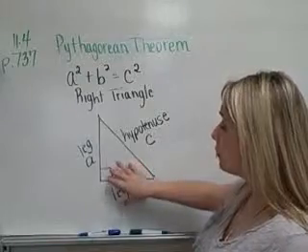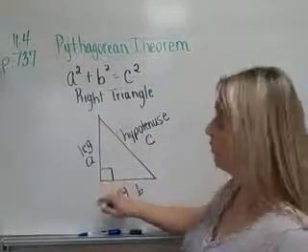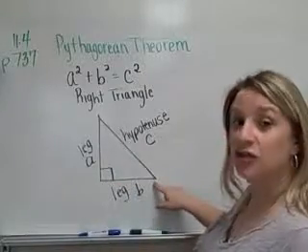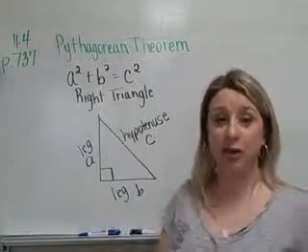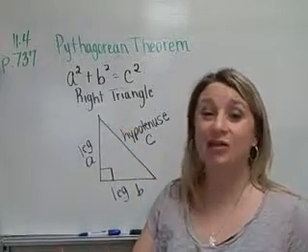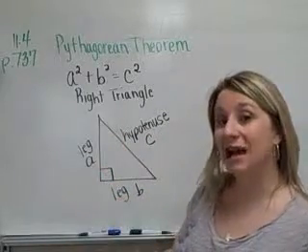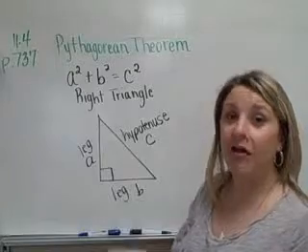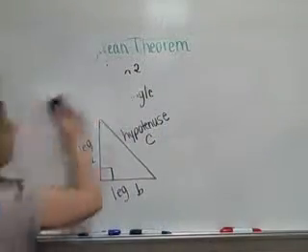So if you have a right triangle and you take A squared, the length of A squared, plus the length of B squared, it will always equal the length of C squared. What we can use this for is to find the missing side of a triangle. If we only knew two of these, we could find the third side just by solving an equation. Remember, this only works for right triangles. Let me give you an example.